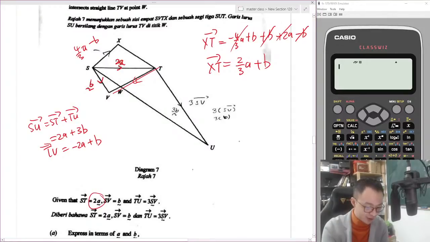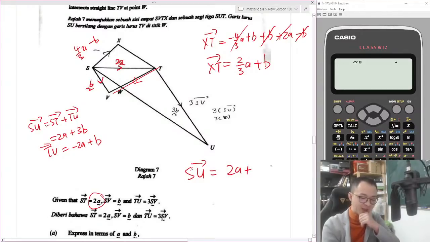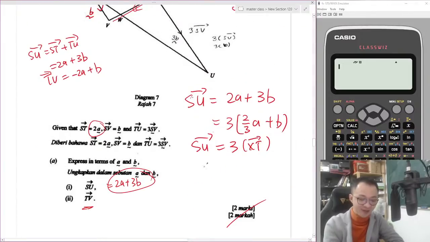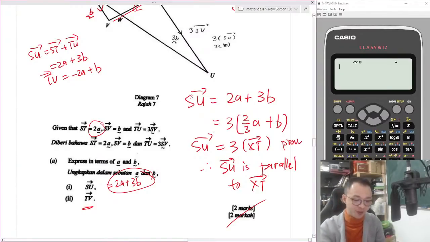I want to show they are parallel. So what is my SU? Again, my SU is this one, right? So since SU is equals to 2A plus 3B, if I factorize out the 3, let's see what happened. Then you get 2 over 3A plus B, isn't it? So therefore, this is exactly same with XT, right? So SU will equals to 3XT. Therefore, SU is parallel to XT. Okay, you see how I prove it, right? If they asked me to prove, I will just say proven. Or if asked me to show, I will just say shown here.